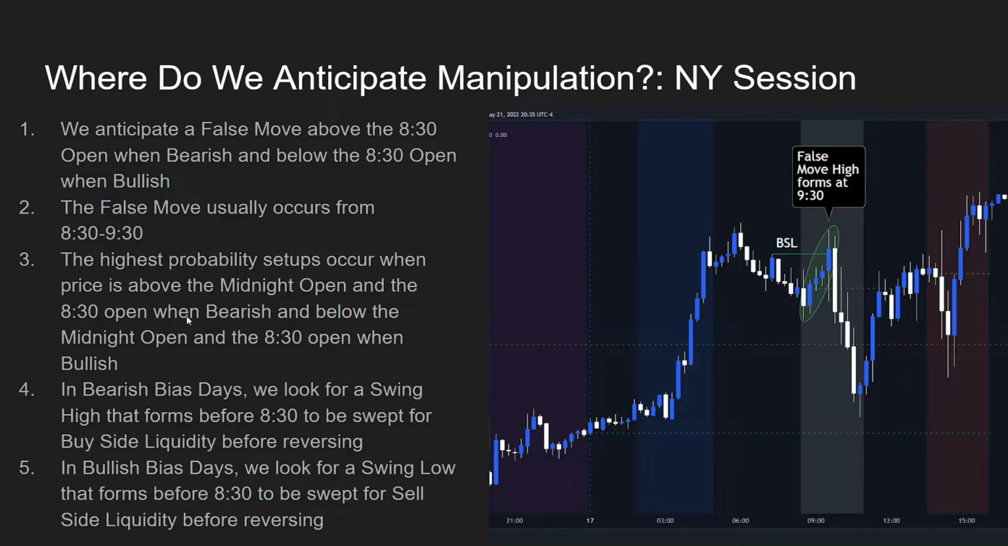And here is a bearish model example. At 8:30, we had a false move higher above this swing high for buy side liquidity, and this one forms at the 9:30 injected volatility.